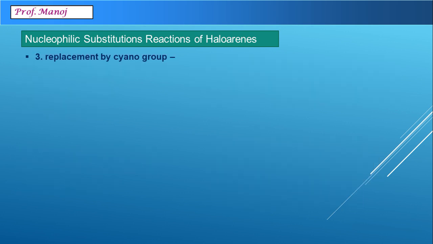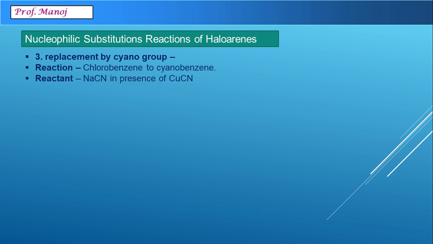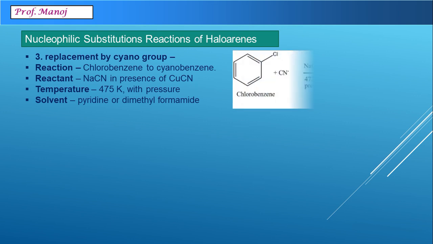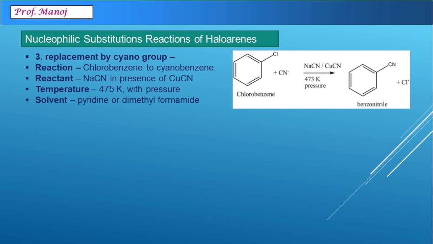The third replacement is with cyano group, CN. We are going to convert chlorobenzene into cyanobenzene. This is carried out by NaCN in presence of CuCN. Temperature is 475 Kelvin along with pressure. Most of the time the solvent utilized is pyridine or dimethyl formamide. The reaction is quite easy. Chlorine is getting replaced with a nucleophile, cyanide. The substance is called benzonitrile, also known as cyanobenzene.